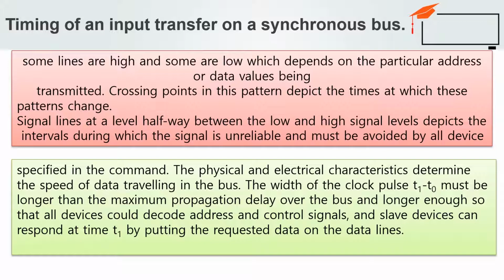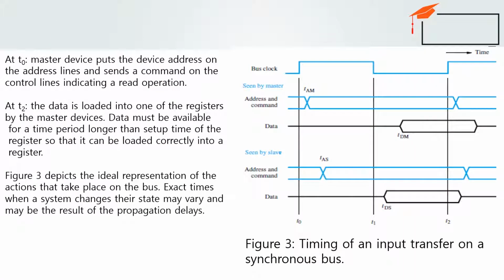For instance, consider the sequence of signal events during an input or read operation. At T0, the master device puts the device address on the address lines and sends a command on the control lines indicating a read operation. The length of the operand that has to be read can also be specified in the command. The physical and electrical characteristics determine the speed of data traveling on the bus.